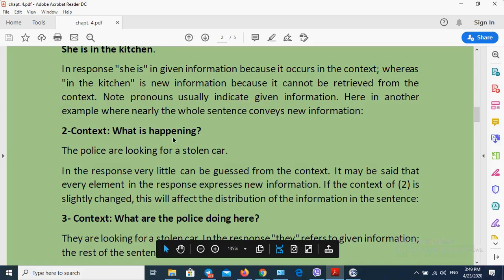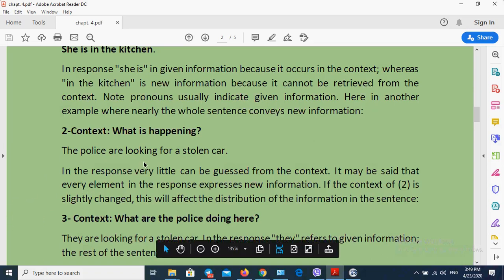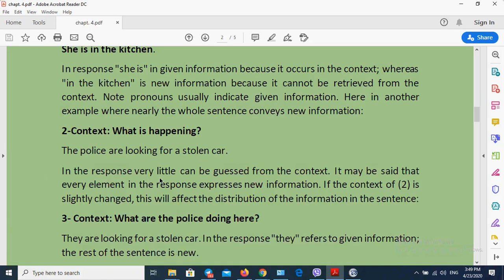Context number 2. Context: what's happening? The answer is going to be here. The police are looking for a stolen car. In the response, this is a question and this is the response. In the response, very little can be guessed from the context. This context, this question, but very little.